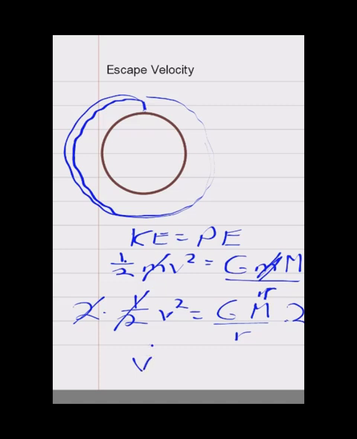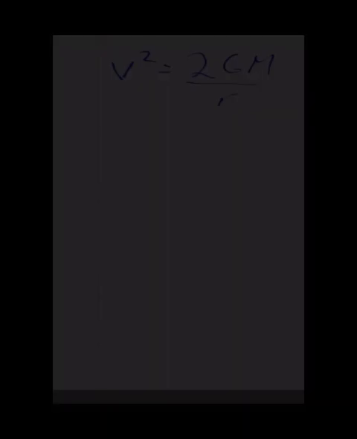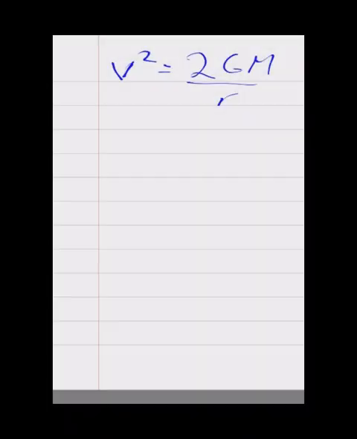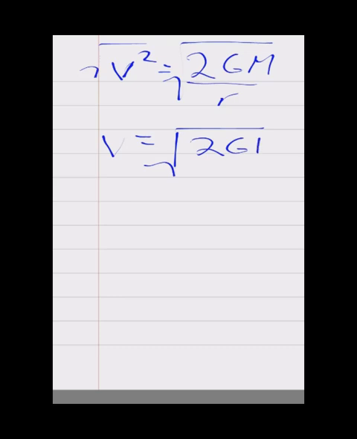Now we have v squared equals 2GM over r. There, I'm out of room, so let's go ahead and copy that to the top of a new page. And now we're just going to take a square root. And we end up with the escape velocity equals the square root of 2GM over r. And that's the escape velocity.